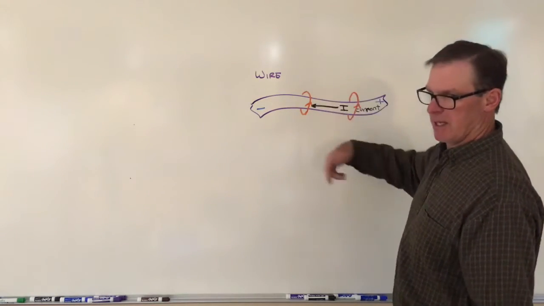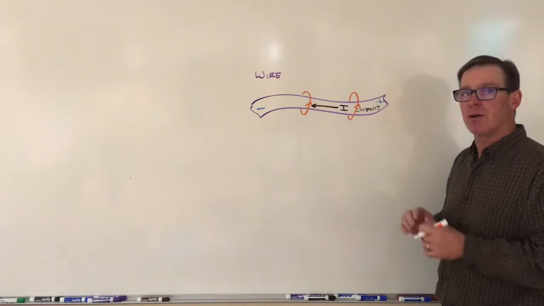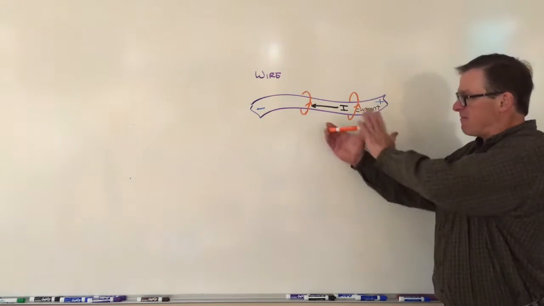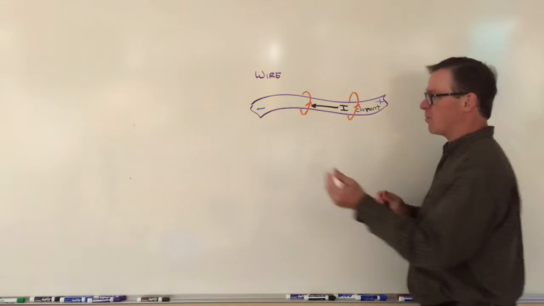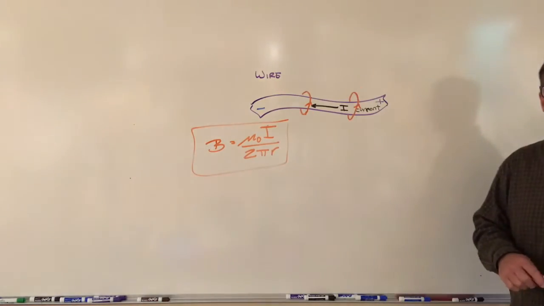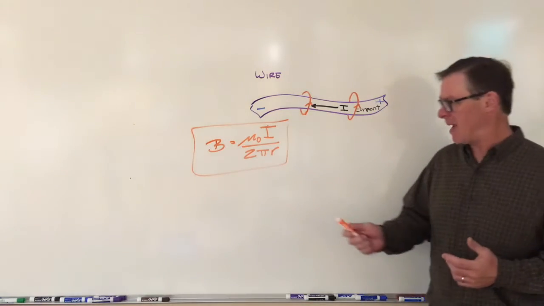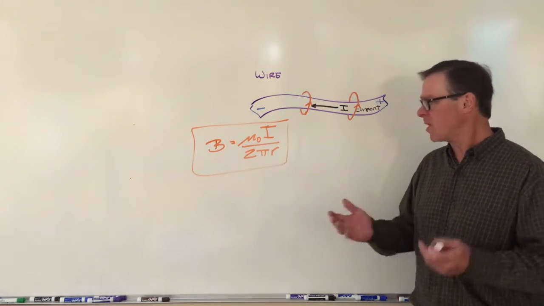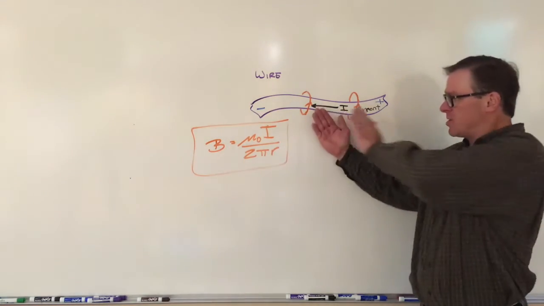The field circulates in ever weaker field strength as we get farther away from the wire. Of course, the equation was mu naught I, the current times the magnetic permeability, divided by 2 pi r, where r is the radial distance away from the wire.